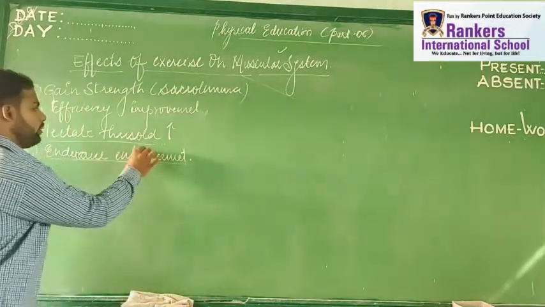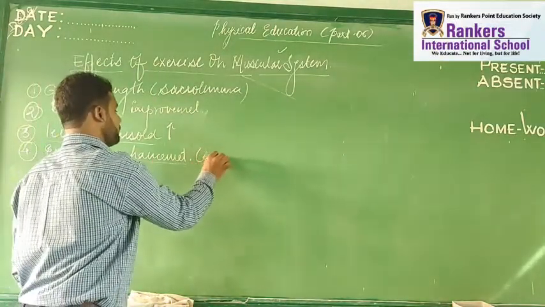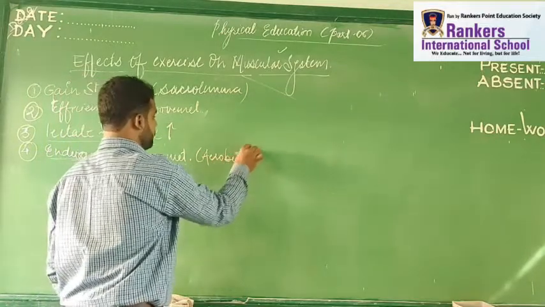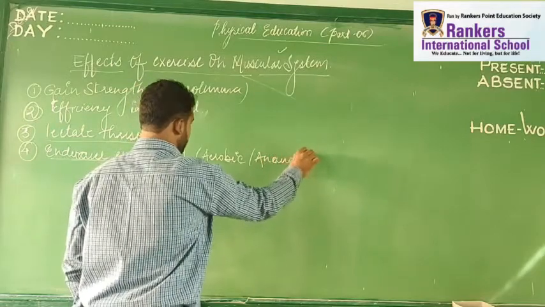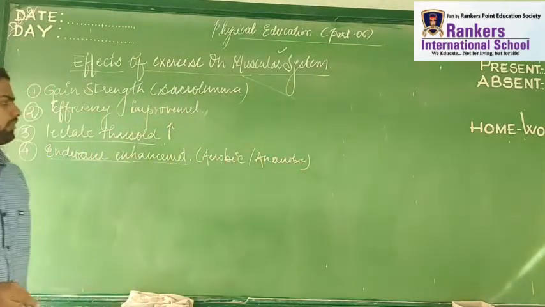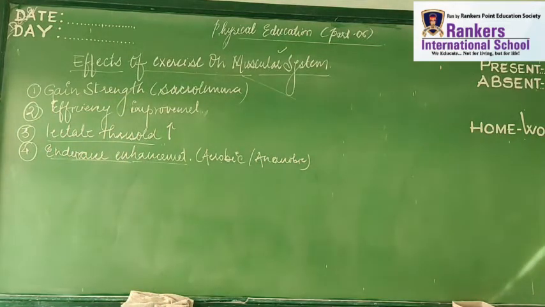Aerobic as well as anaerobic endurance will enhance. Aerobic means presence of oxygen. Anaerobic means absence of oxygen. In short, whenever an individual performs these aerobic or anaerobic activities, there will not be an issue regarding long distance running and this kind of thing.